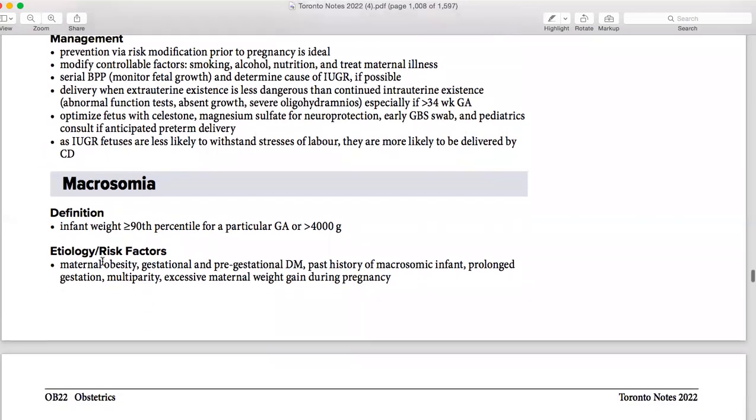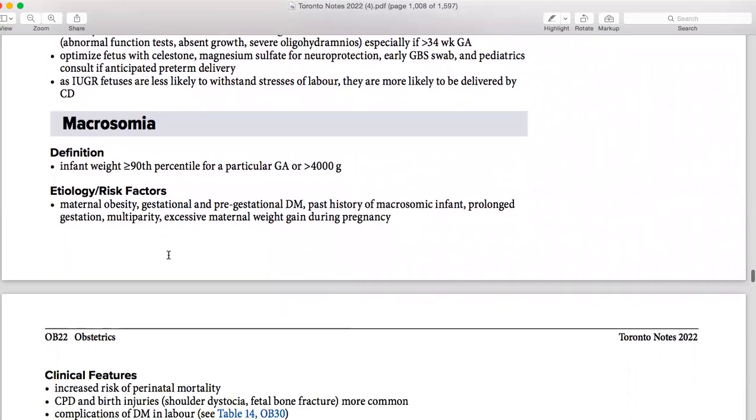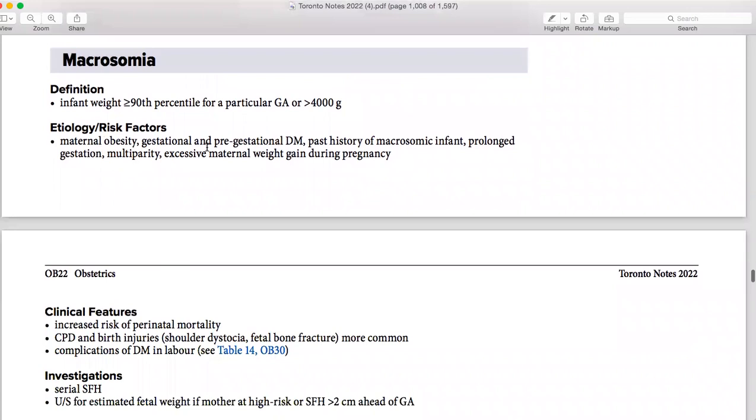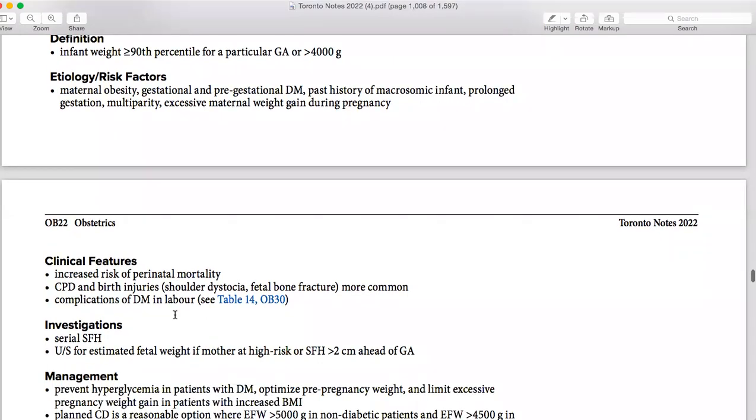Then comes macrosomia. Macrosomia is more than the 90th percentile for the particular gestational age, more than 4 kilograms. Risk factors are basically obesity, diabetes mellitus, previous macrosomic infant, prolonged gestation, multiparity, and weight gain during pregnancy. One of the biggest risk factors is diabetes mellitus. There is increased risk of perinatal mortality, CPD, and birth injuries like shoulder dystocia and fetal bone fracture, because the baby is a lot bigger than the pelvis.